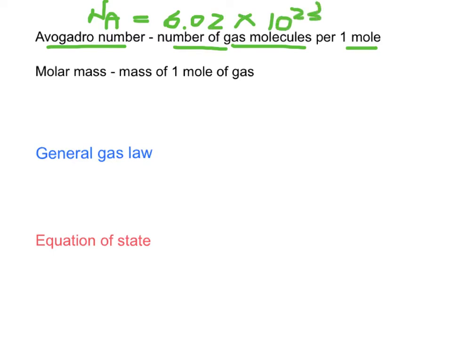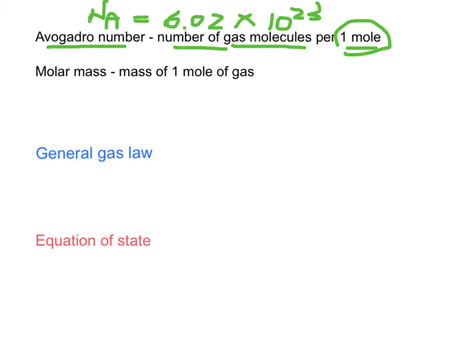That means in 1 mole of molecule, there are 6.02 times 10 to the power 23 number of gas molecules. Wow, it is too large.